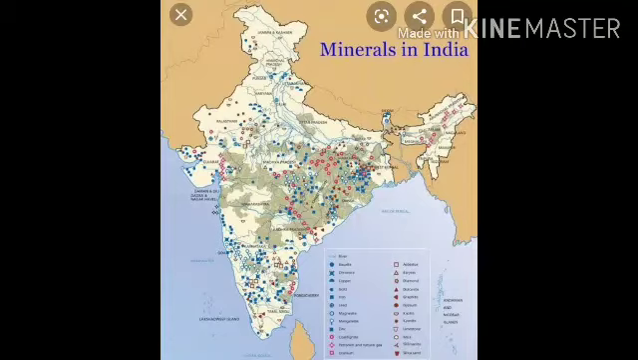Means if any mineral reserve is near to the market, and extraction of those minerals is easy, then that reserve turns into a mine. We will discuss one by one about different minerals.